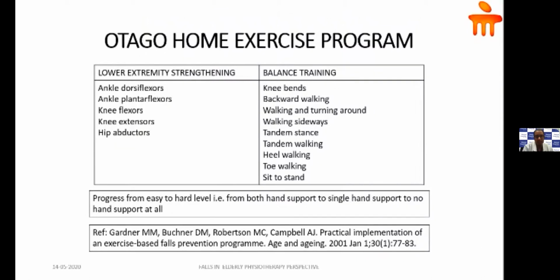These are some of the lower extremity strength exercises, especially targeting the ankle muscles, then knee muscles, and then hip muscles. Especially hip abductors are very important.